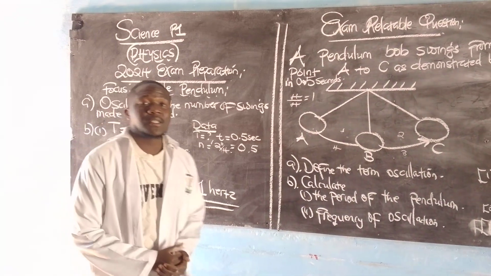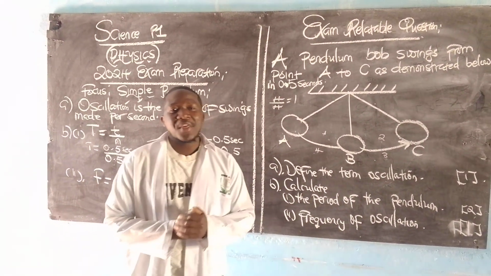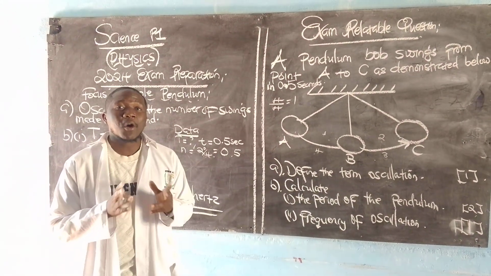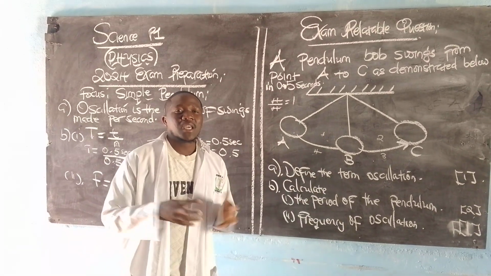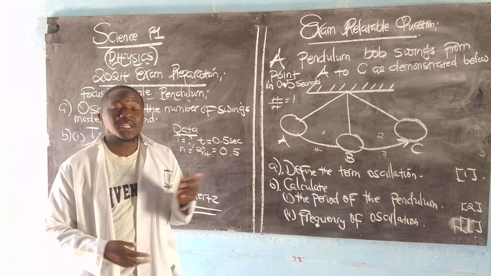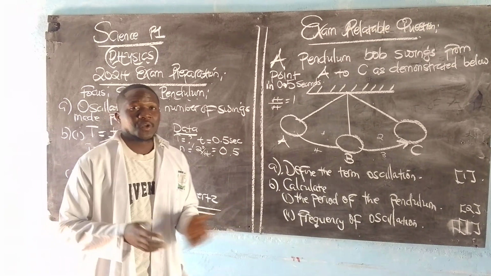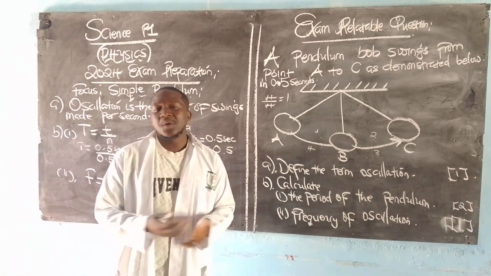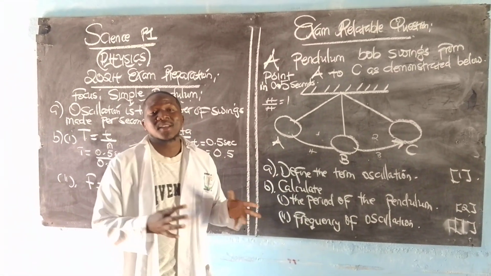And having done that, it simply means we've understood the idea brought under a simple pendulum. Sometimes the questions that may be asked could be factors that affect the period of the pendulum. And we could talk about the length of the string. We could also maybe talk about the mass of the bob.